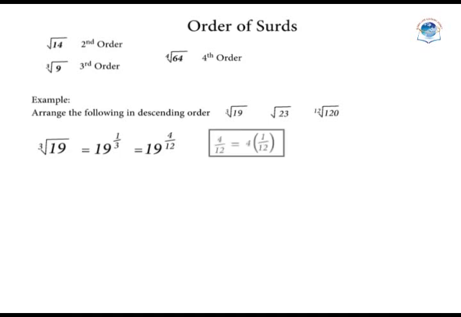Notice that 4 over 12 is the same as 4 times 1 over 12. And so 19 raised to power 4 over 12 is the same as 12th root of 19 raised to power 4. And that will be equal to 12th root of 130,321.